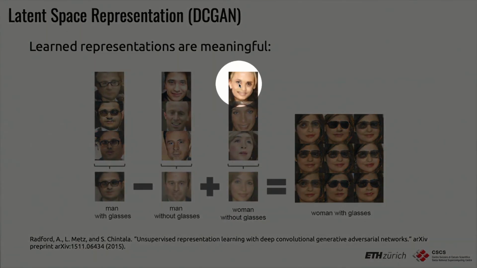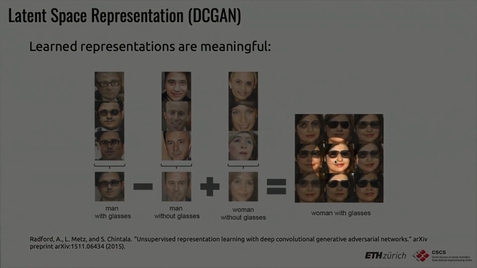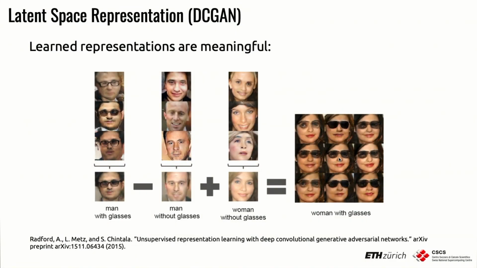And then they took some images of women and took the average. And then they took simply a vector sum in latent space. They subtracted men without glasses from men with glasses, and added the latent space representation of women. And if you decode it, you actually get this image of a woman with glasses.